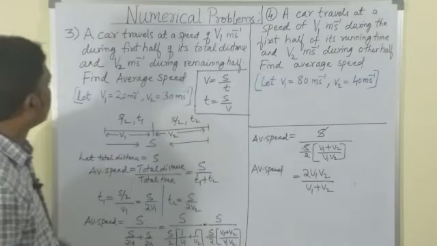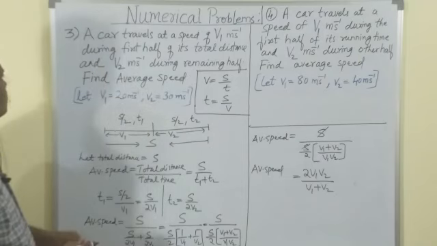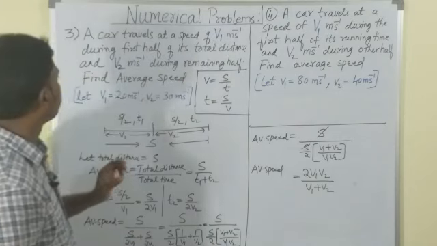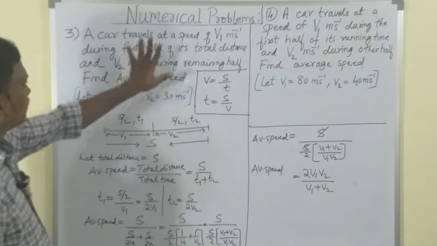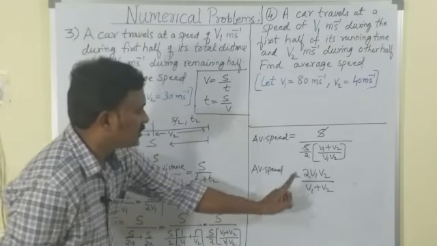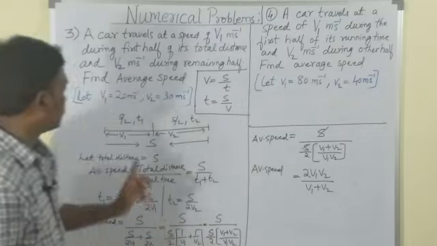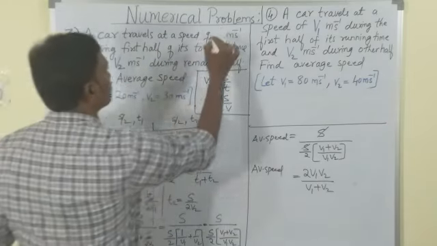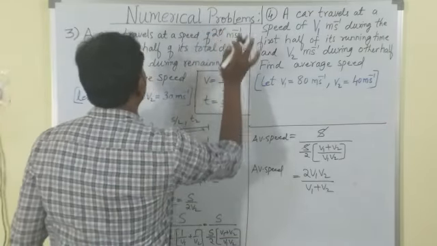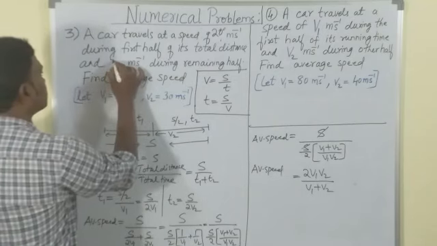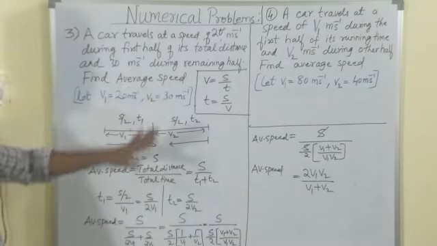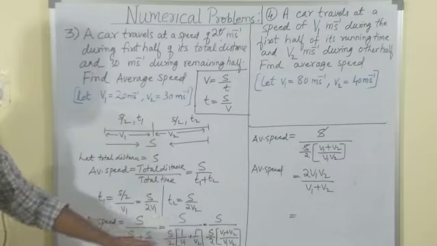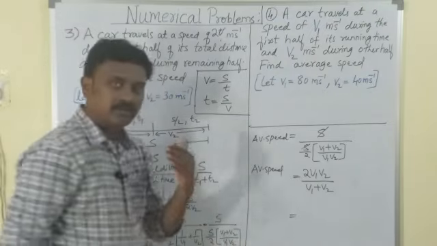So children, whenever a question like this comes, that a car travels at a speed of V1 meter per second during the first half of its total distance and V2 during the remaining half, you can directly take this formula, 2V1 V2 by V1 plus V2. Suppose they say the car travels at 20 meter per second and V2 is 30 meter per second, then when they ask average speed, you can directly use this formula, but you must know the formula. There is no need to go through all this method.